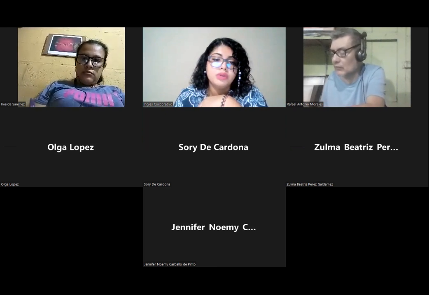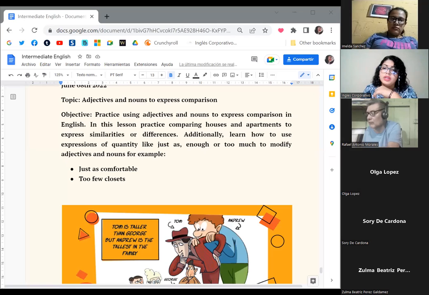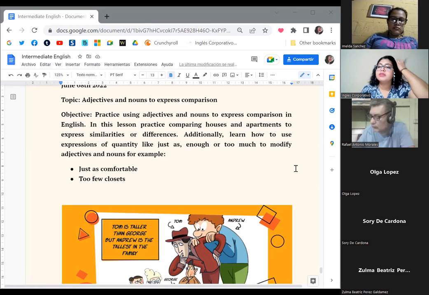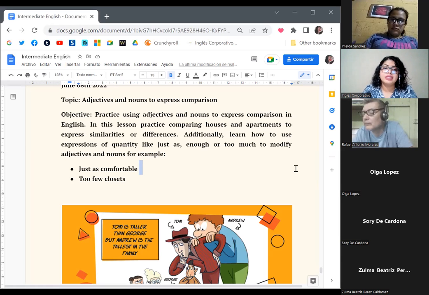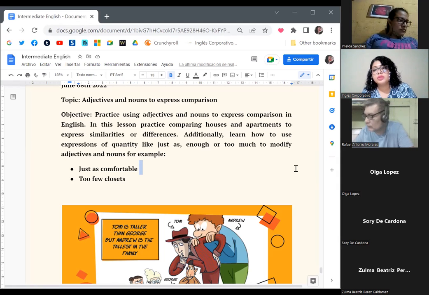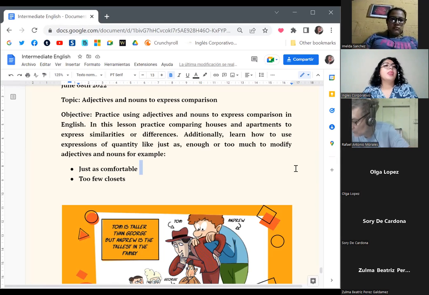So let me show you the topic that we are going to develop in this moment. We have here the document in which you can find all the information that we are working through the week. So you have access for this kind of information. Our topic is adjectives and nouns to express comparison. We are going to talk about adjectives and also nouns that we can use to talk about comparison. So what is the objective for this session?